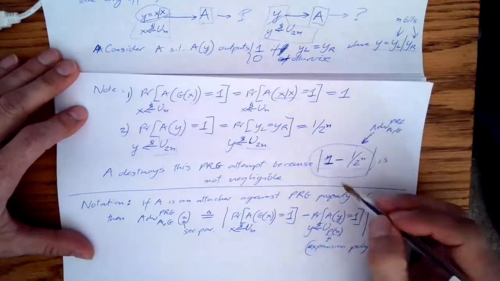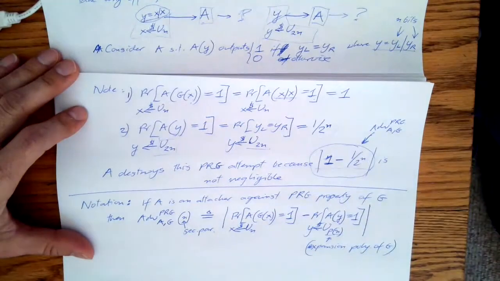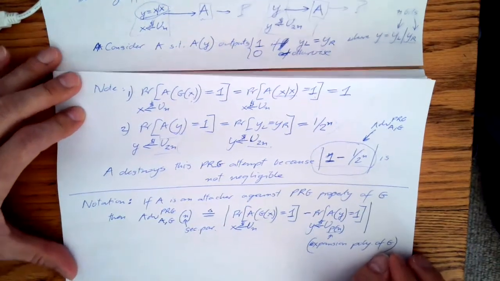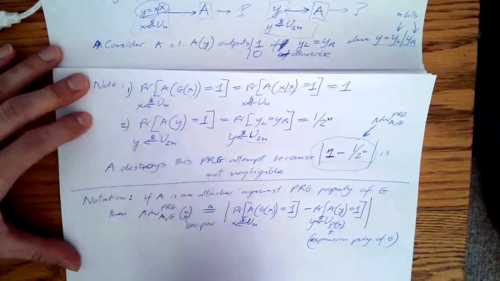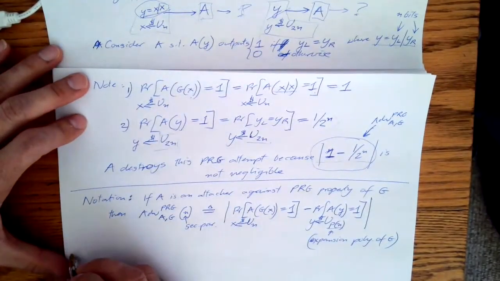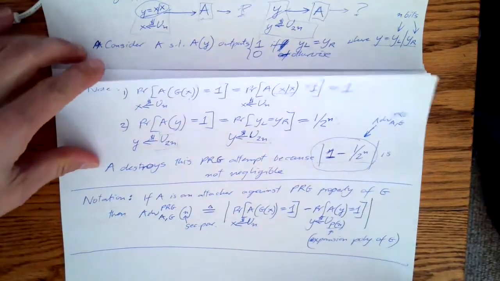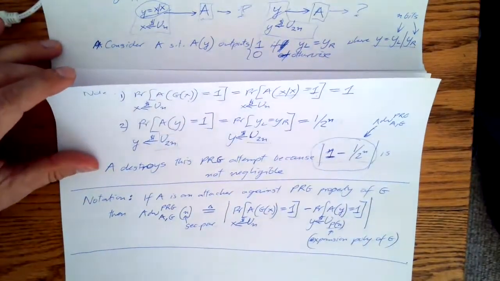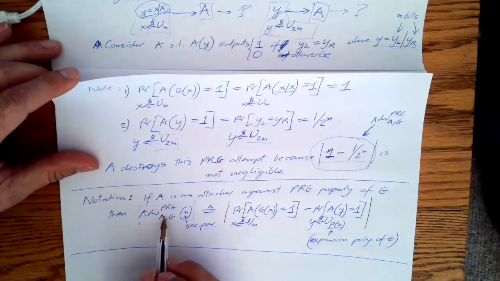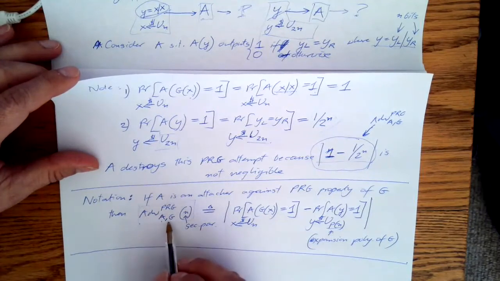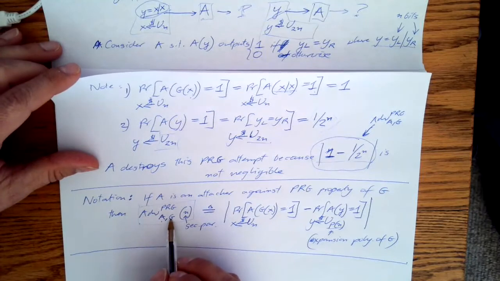And this advantage is at most 1. Basically 0 advantage is perfect, meaning that A completely fails. 1 advantage is A completely wins. Using this notation, we basically say that G is a PRG if for all efficient attackers A, this advantage is a negligible function.